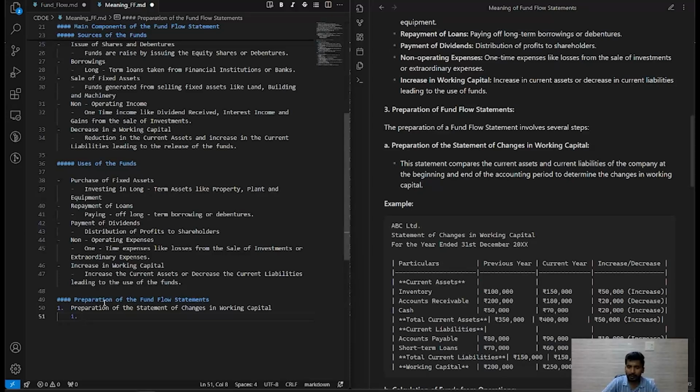This statement compares the current assets and the current liabilities of the company at the beginning and the end of the accounting period to determine the changes in the working capital. So it is basically a comparison of current assets and current liabilities over the beginning and ending of an accounting period.